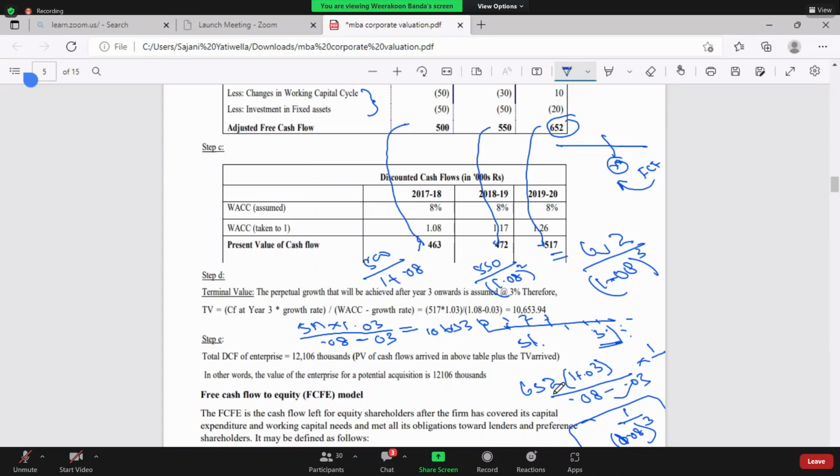Otherwise, the correct way is this one. Adjusted free cash flow here multiplied by 1.03 divided by 0.08 minus 0.03. Then that answer should be divided by 1.08 to power 3 because you got this value at the end of year 3. Then we have to discount that for a 3 year period, taking 1.08 to power 3 times. We divide 3 times, then we get the present value of terminal value, 10,653.92. Taking this present value of the first 2-3 year period, ultimately value becomes here 12,106.